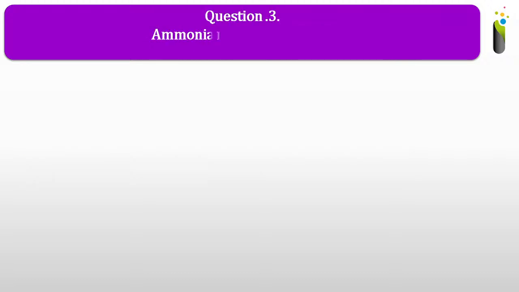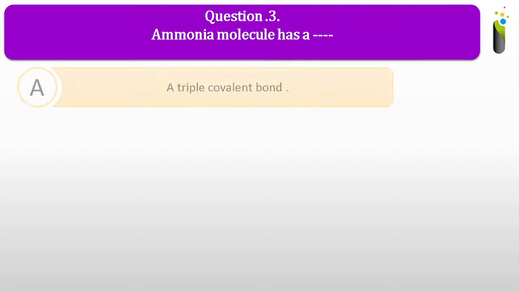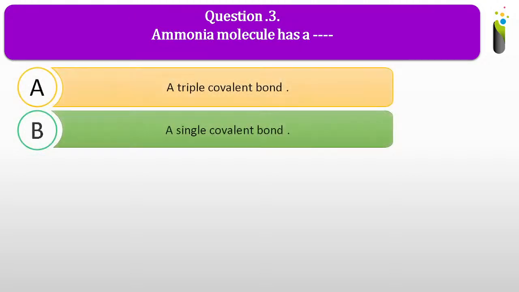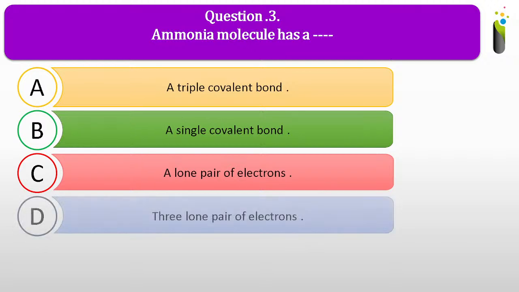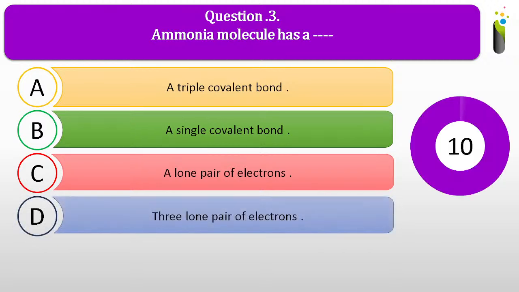Coming to the next question, number 3. Ammonia molecule has a dash. A. A triple covalent bond. B. A single covalent bond. C. A lone pair of electrons. D. Three lone pair of electrons.